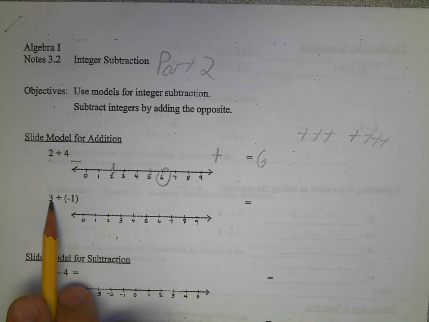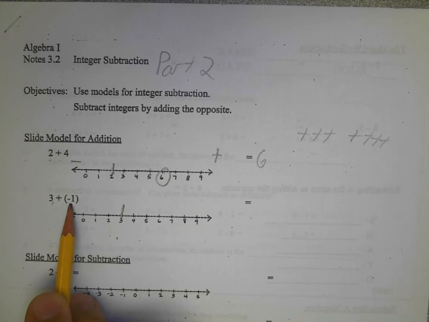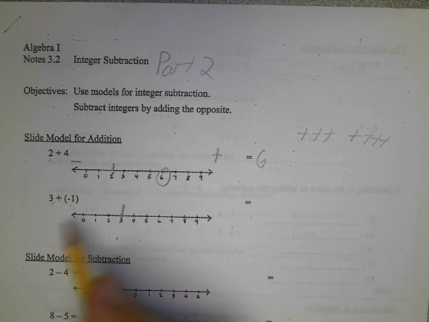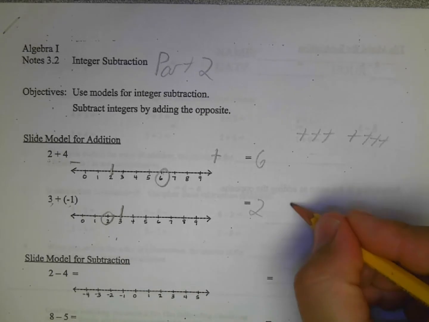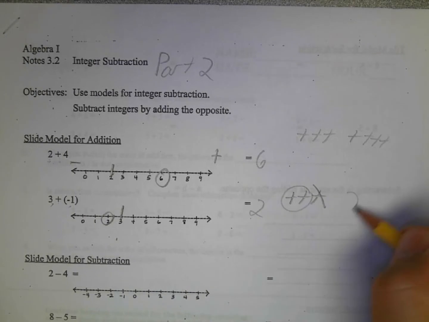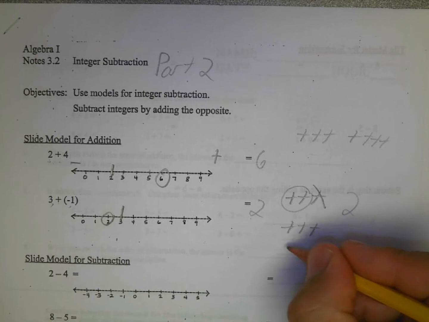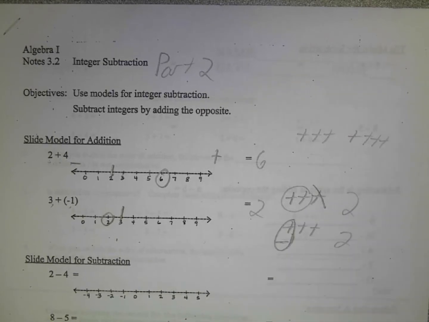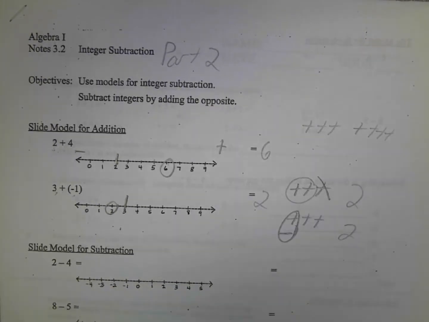But let's look at this method right here. We got 3 using the slide way. We're going to start at 3, and it's plus a negative 1. So negative is left. So we're going to go to the left 1 and end up at 2. If I did the takeaway method, I'd have 3 positive, take away 1, I'm left with 2, right? If I did the put together method, I start off with 3, I have 1 negative, so I put it together, I'm left with 2. So those are some different models we could use, all saying the same thing.